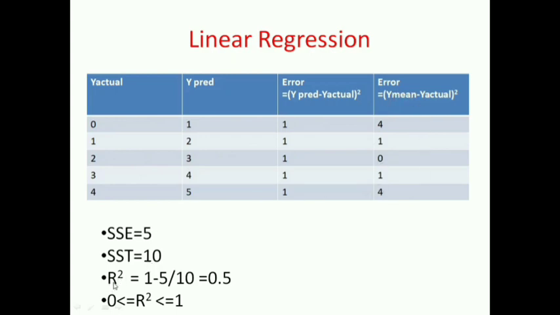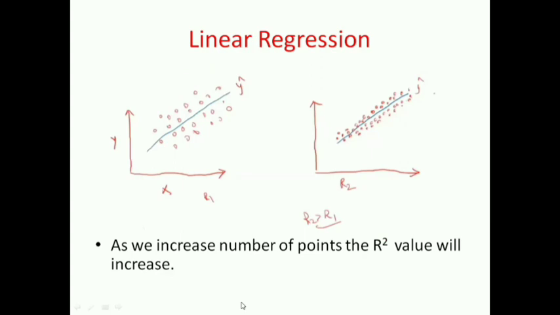Okay. Then you can calculate r square is equal to 1 minus 5 by 10, that is equal to 0.5. Okay. So the range of the r squared value is between 0 to 1. Okay. So let us see graphically what it actually represents.